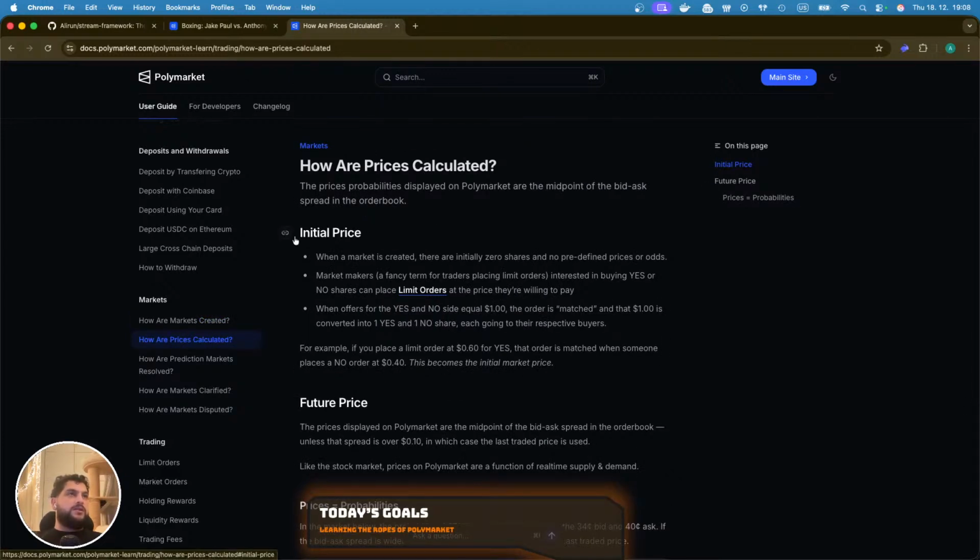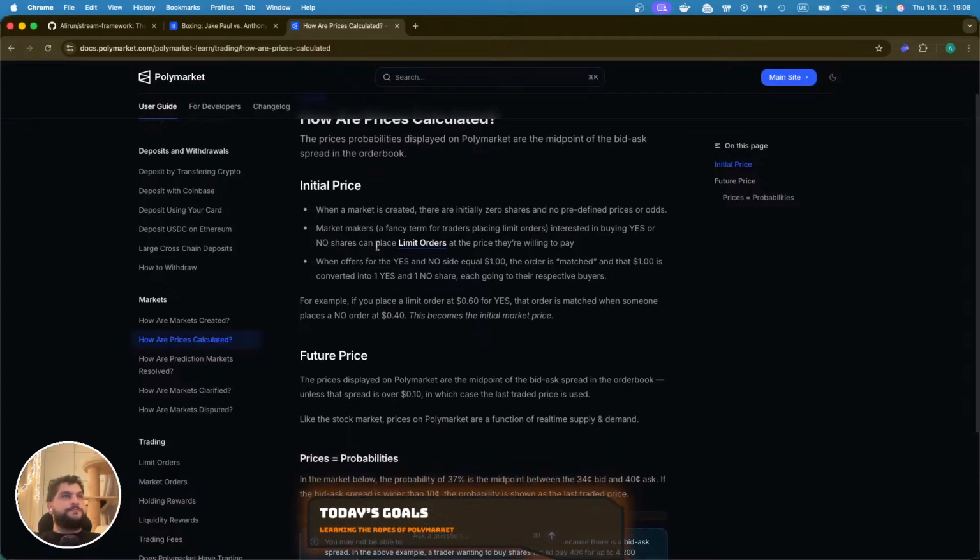How are the prices set? Price probabilities displayed on Polymarket are the midpoint of the bid-ask spread in the order book. Okay. Initial price. This is interesting. When the market is created, there are initially 0 shares and no predefined prices. That's good. So basically, first prices are just defined by the markets, by the players.